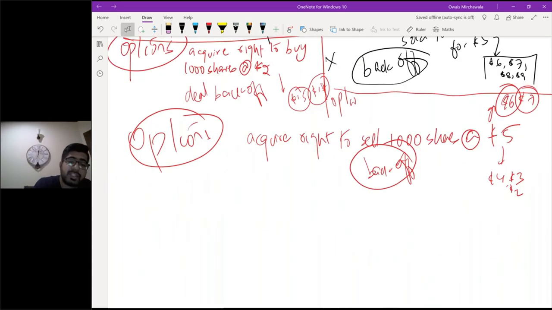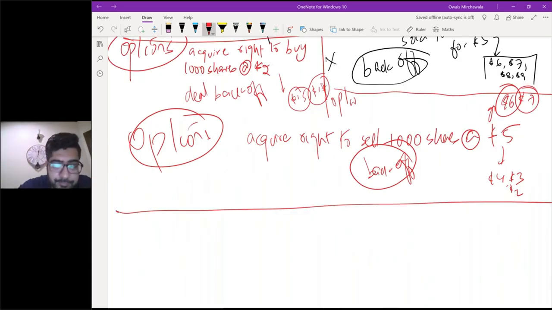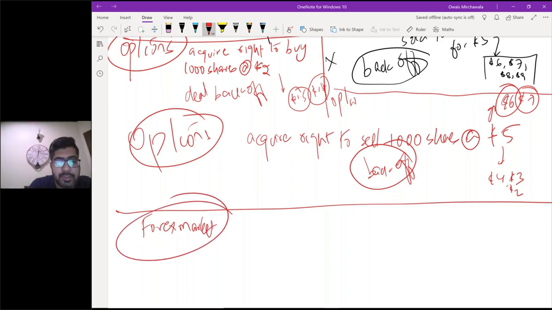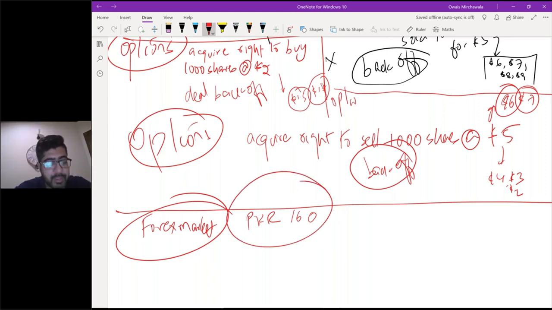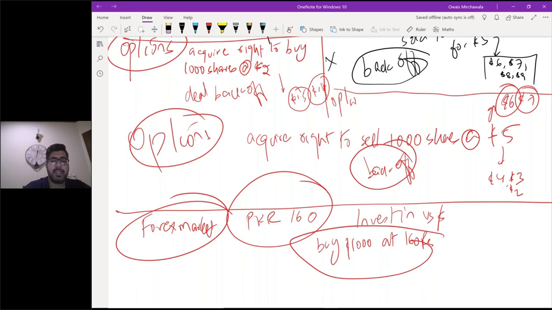Sir, is this only in the shares market? This is in every market. Okay. You can consider the example of the Forex market. Let's suppose in Pakistan, the currency is PKR and the dollar rate is PKR 160. Now, for example, I have decided to invest in US dollars and I bought $1,000 at 160.